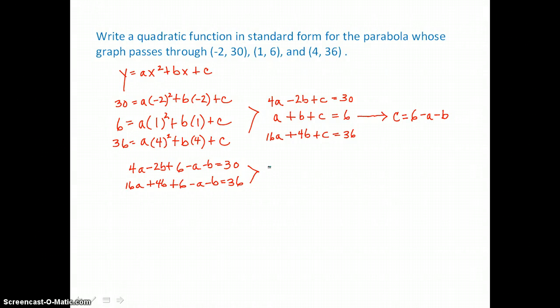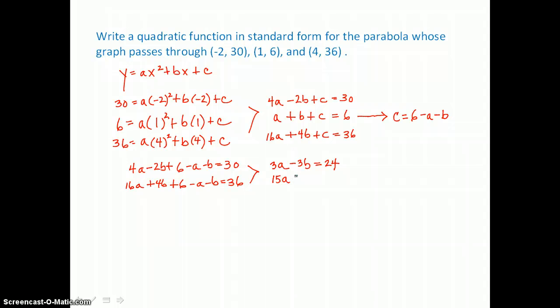And I have 4a minus 1a, that's 3a. I have negative 2b minus 1b, that's negative 3b. And I'm going to subtract the 6 from both sides, so I have 30 minus 6, or 24. Okay, now adding like terms in the second equation, 16a and minus a is 15a.